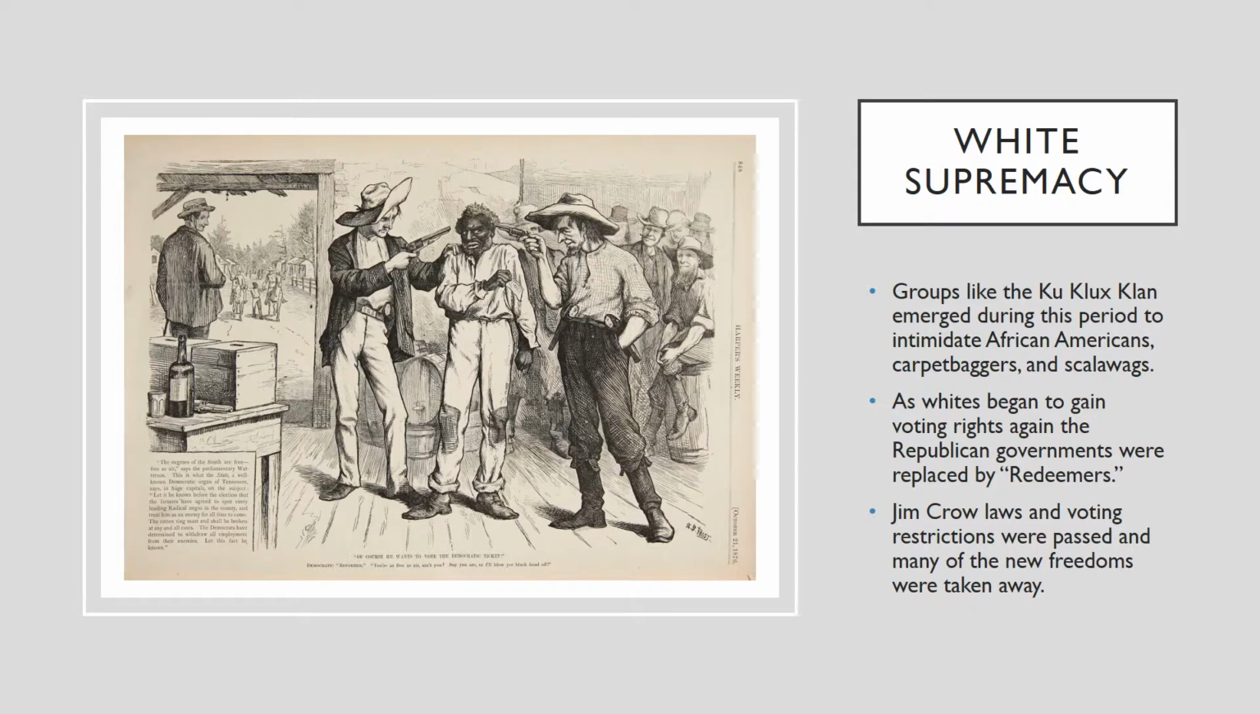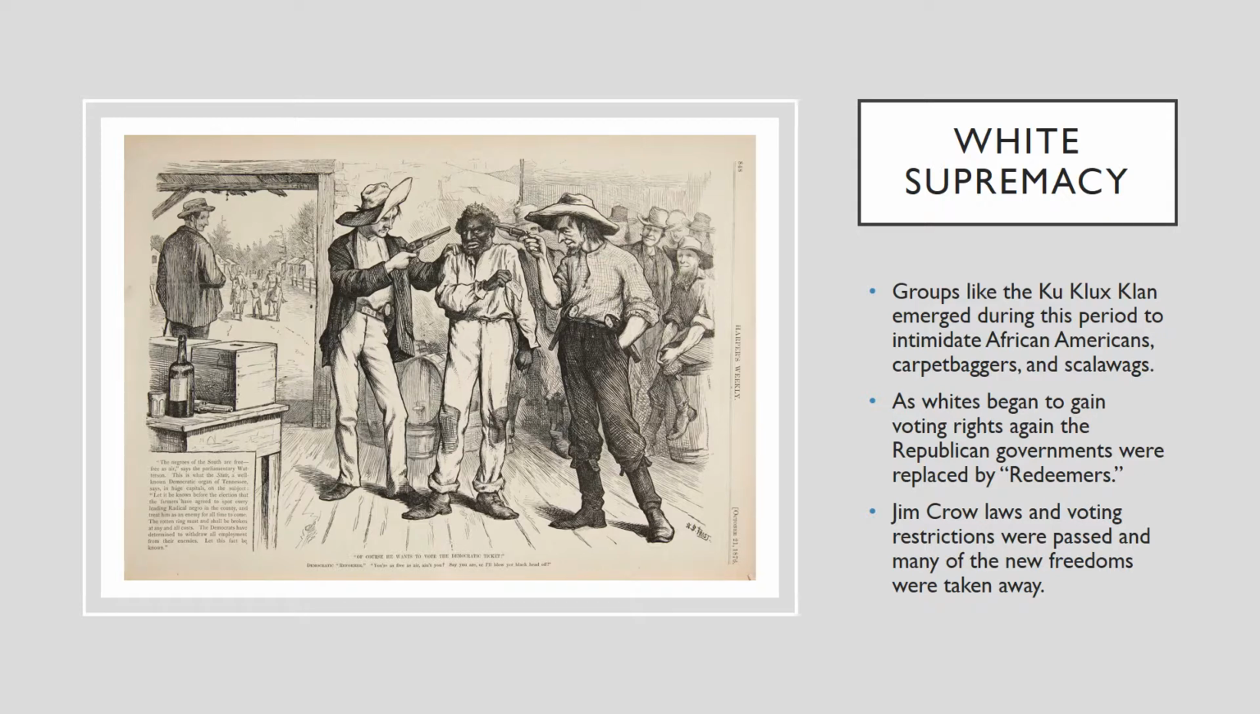Now, these groups had a lot of different motivations, okay? They all were about bringing whites back to power, but some of the groups were more violent than others, and some of the people in the groups were more violent than others. You had some in the groups who just wanted to see Reconstruction end. You had other groups that would go as far as lynching African Americans, okay?